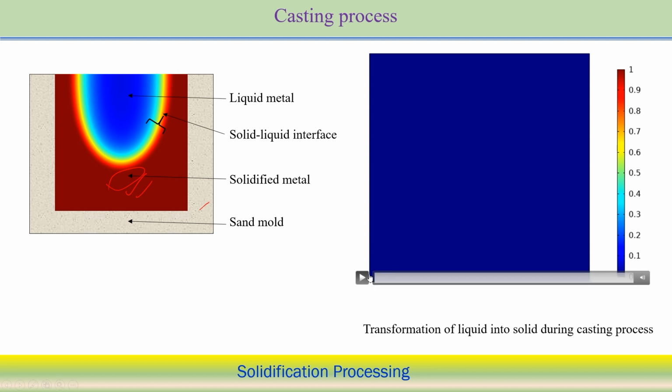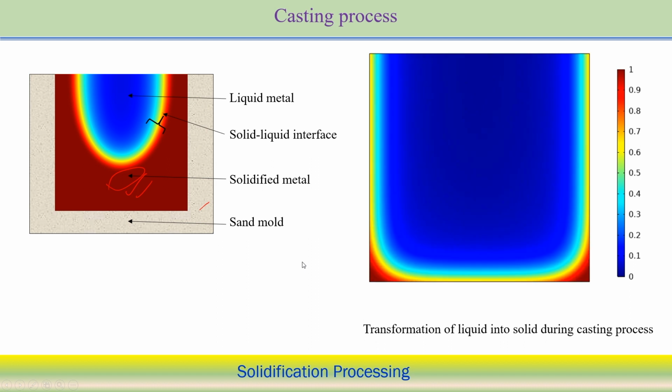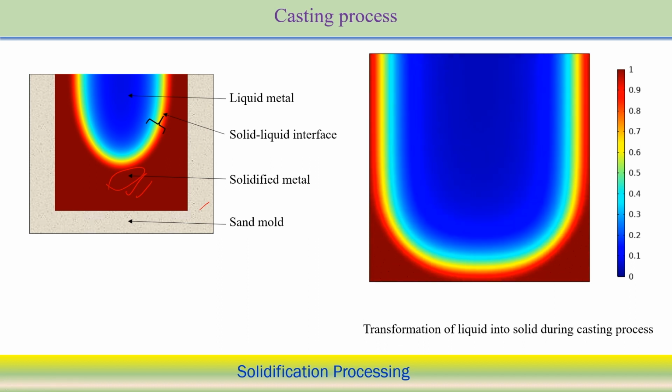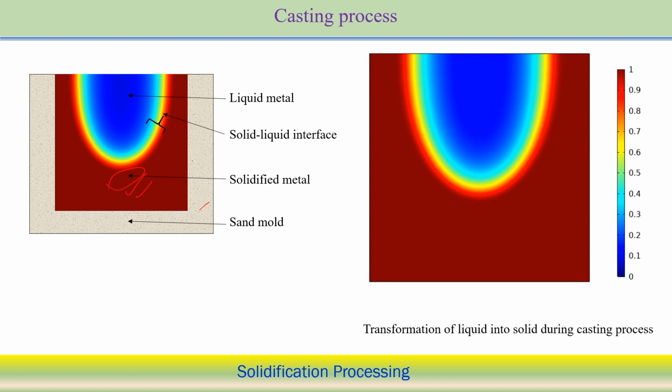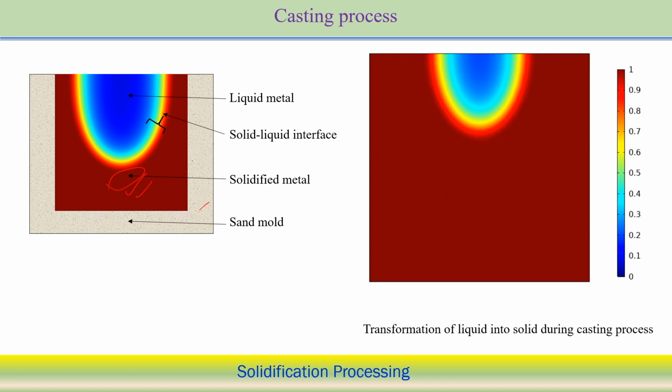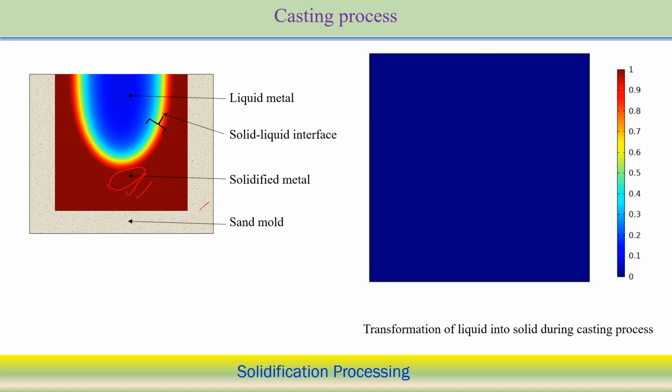So, from this simulation we can understand that solidification starts from the mold wall and gradually moves towards the center point, because the center point becomes the last point where it solidifies. Of course, it depends on the shape of the structure also, but we have considered a very simple shape just to understand in what way the solidification occurs during the casting process.